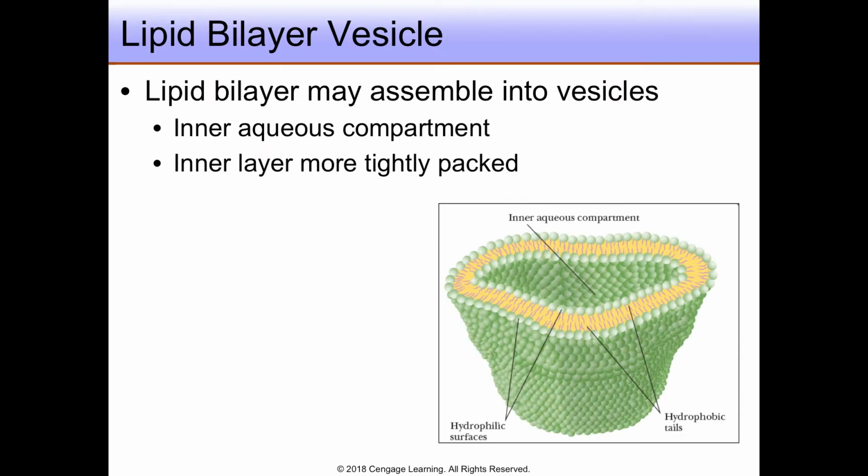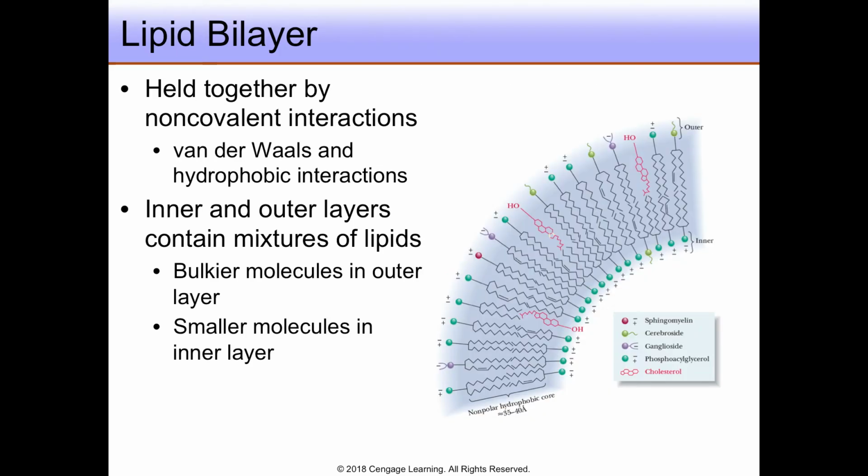A small volume of lipids may combine to form a vesicle, as illustrated below. Note the presence of the lipid bilayer and the inner aqueous compartment. Due to the geometry of this arrangement, the inner layer of lipids is more tightly packed. The lipid bilayer is therefore held together through multiple van der Waals interactions. Not only do the lipid tails vary, but also the nature of the head groups. This means a mixture of lipids within the bilayer, with bulkier molecules occupying the larger volume of the outer layer, and smaller lipids within the inner layer.